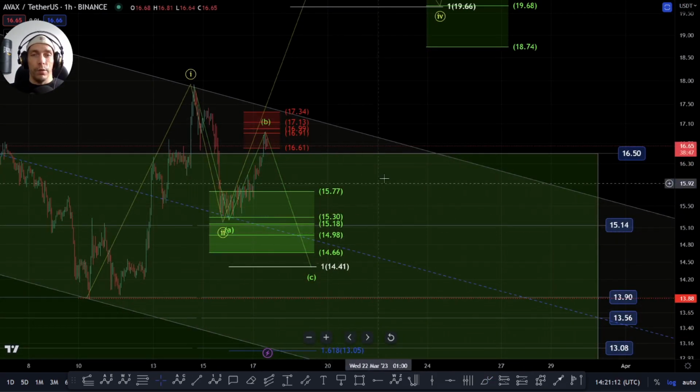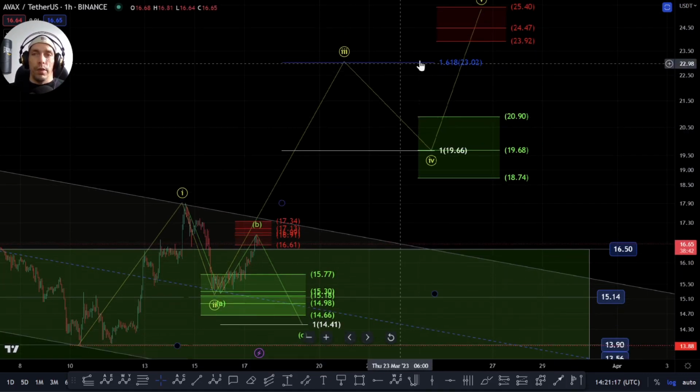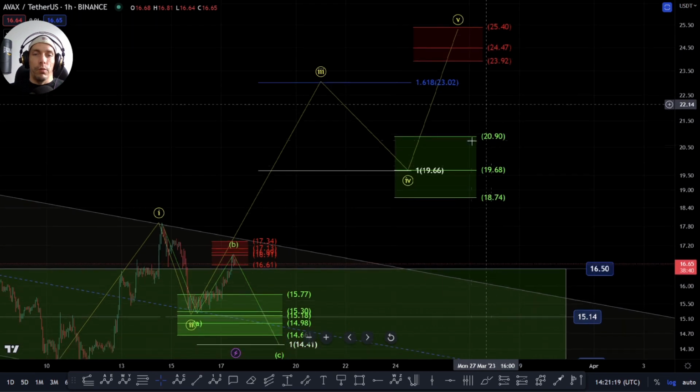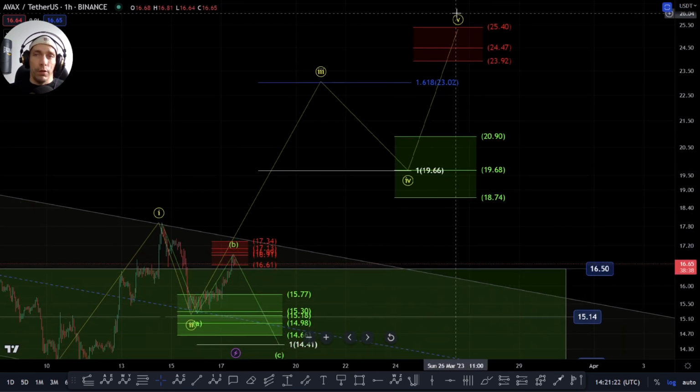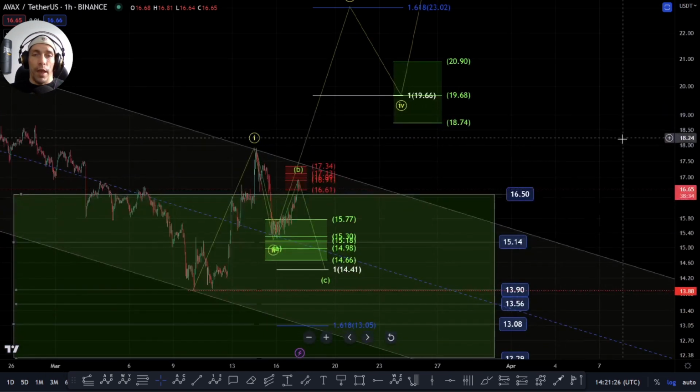So as long as we hold this zone though, potentially we can look for at least another leg to the upside. And it's going to be important whether this manages to reach towards this 2302. If it does, potentially then we can have an additional fourth and fifth wave looking to reach up towards this 2540 area.